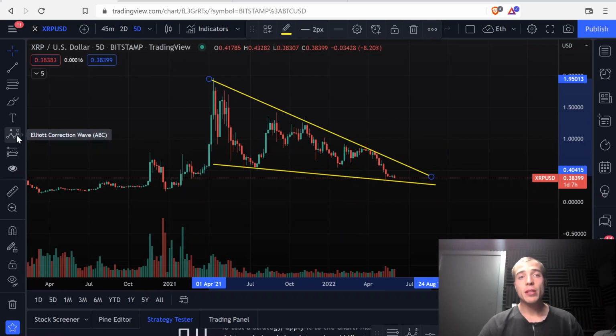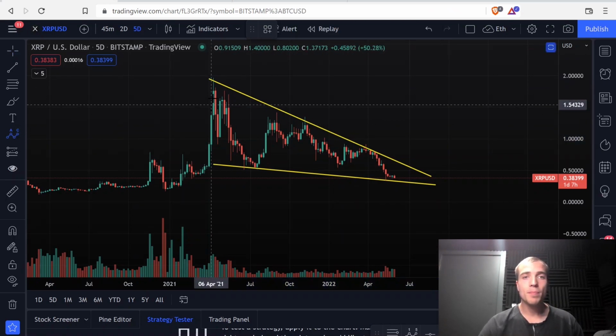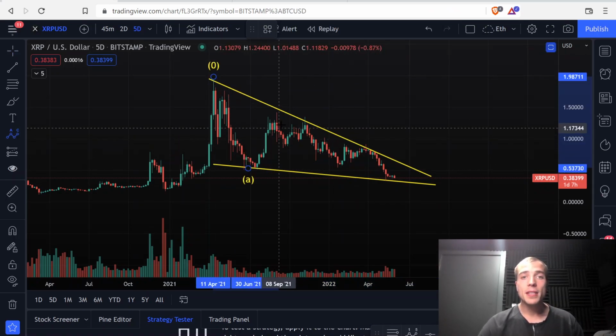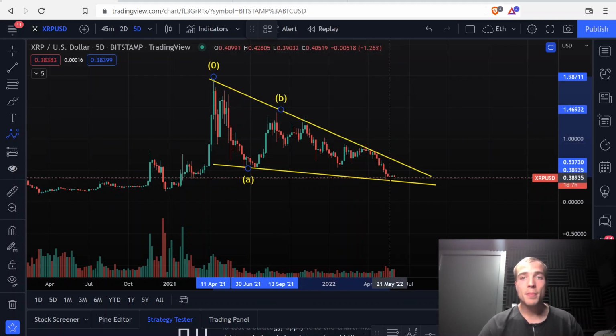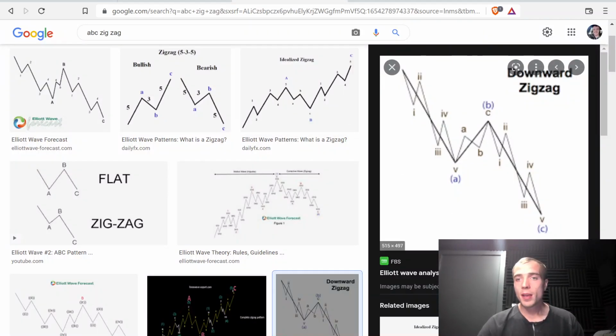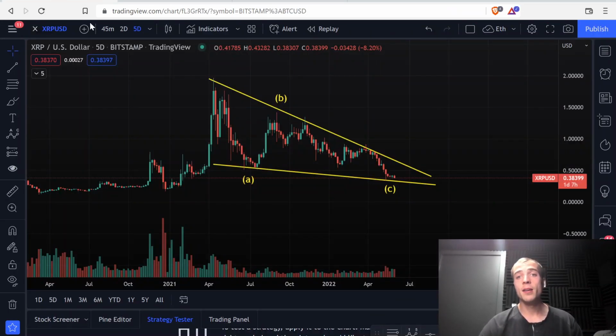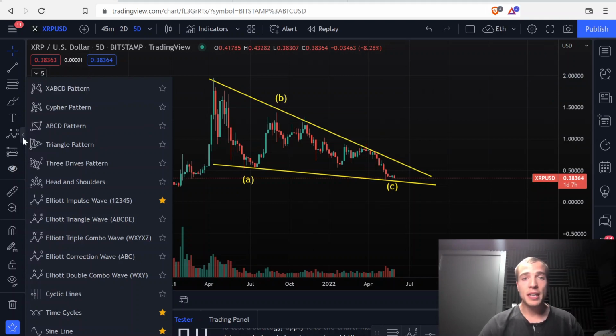So if we look at XRP currently, we do have that ABC correction here, A, B, and C. And by the way, buying the bottom of wave C is the most profitable point in the entire market. It's also where the most fear is. So there's a lot of opportunity down there at the bottom of wave C.